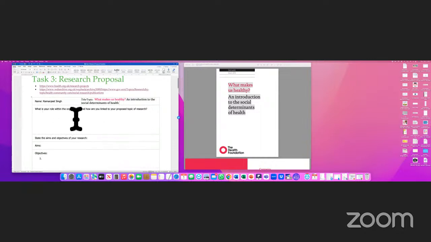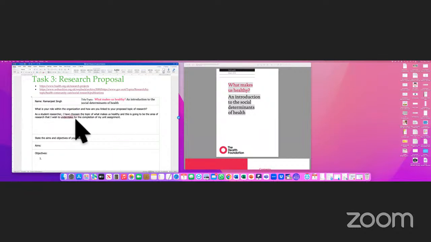Now, what is your role within the organization and how are you linked to this proposed topic of research? So here you're going to say, as a student researcher, I have chosen the topic of what makes us healthy, and this is going to be the area of research that I wish to undertake for the completion of my unit assignment.